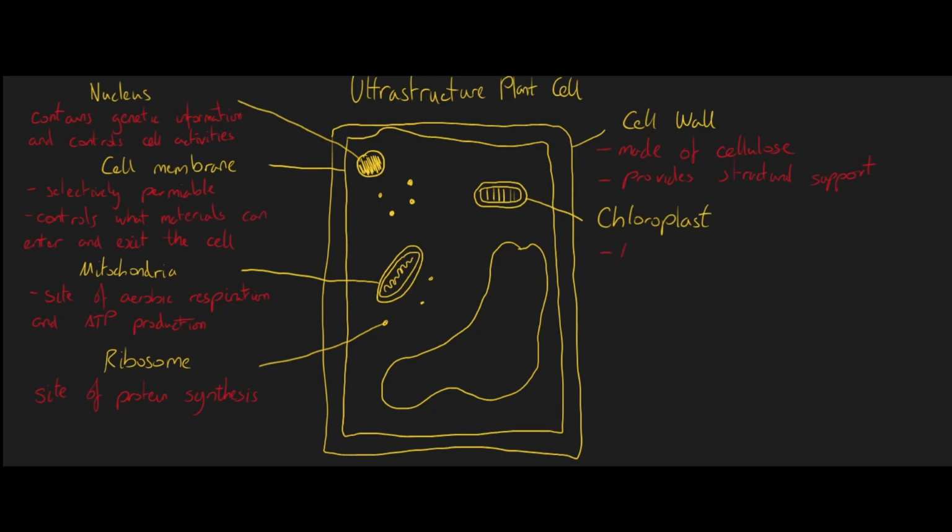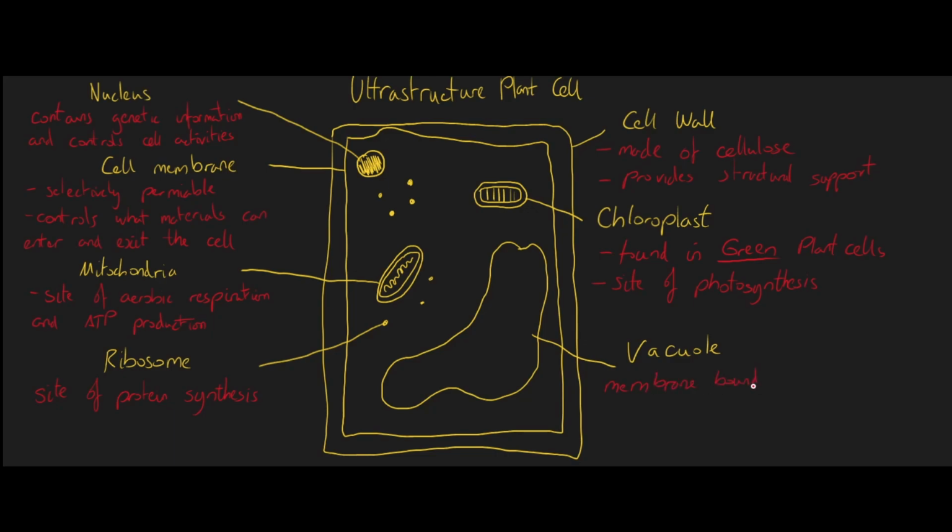Next we have the chloroplast. Chloroplasts are found in green plant cells. That means there are plant cells that will not have chloroplasts, such as those found in the roots. Now the green comes from the chlorophyll, which is a green pigment that captures the sunlight for photosynthesis. It allows the plants to produce their own food.